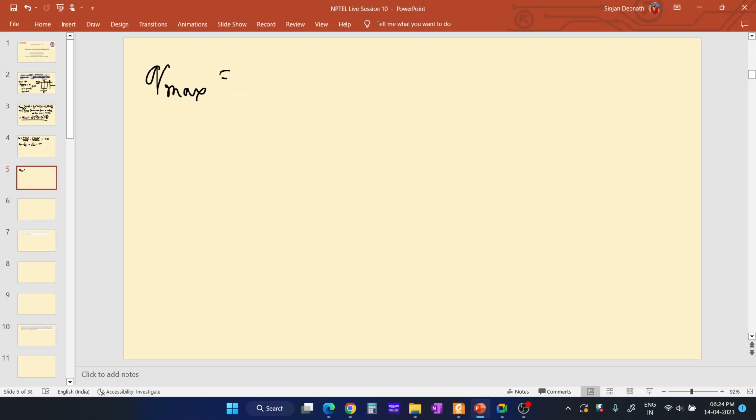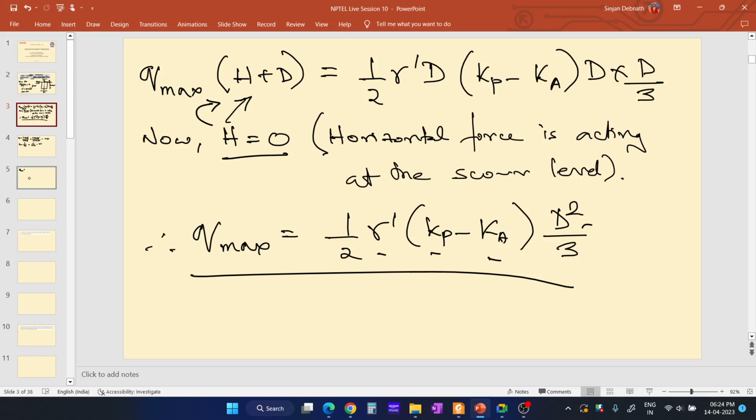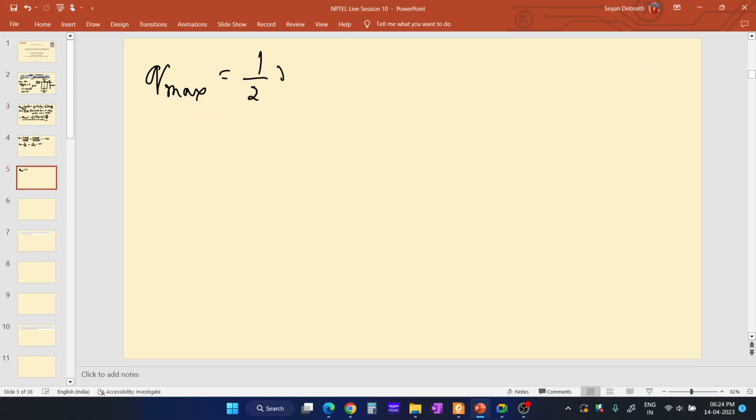So let me write down the equation once again. Q max is equal to half into gamma dash into Kp minus Ka into d square by 3. Now let me put all the values of all the parameters into this equation.